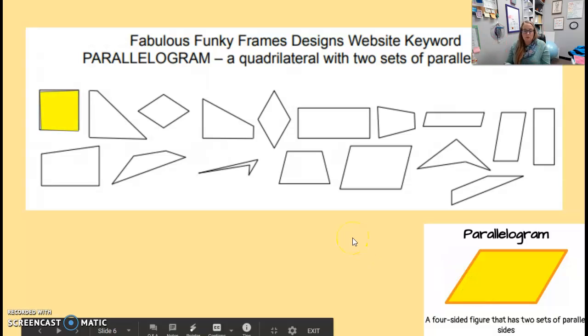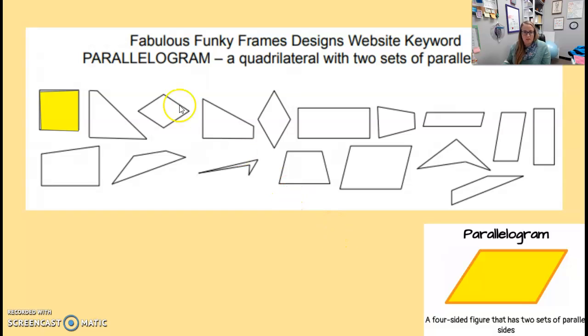What in the world? What's up with this square? So this square, let's see if it matches. So this side and this side, top and bottom are parallel. That works. And this one are parallel, so that works. So that means that it's also a parallelogram. Do you see another parallelogram?